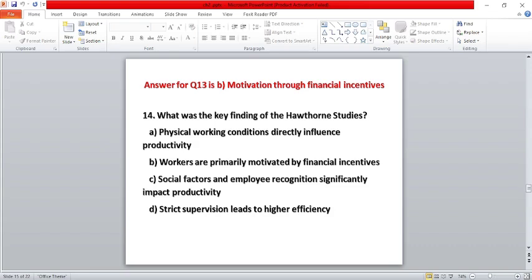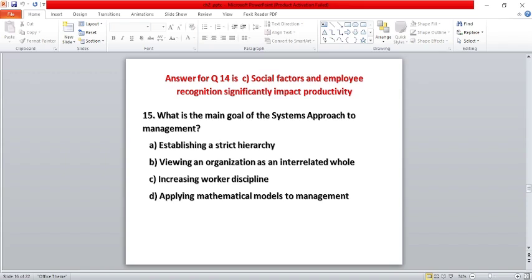Question number 15. What is the main goal of system approach to management? A. Establishing a strict hierarchy. B. Viewing an organization as an interrelated whole. C. Increasing worker discipline. D. Applying mathematical model to management. The answer for question number 15 is B, viewing an organization as an interrelated whole.